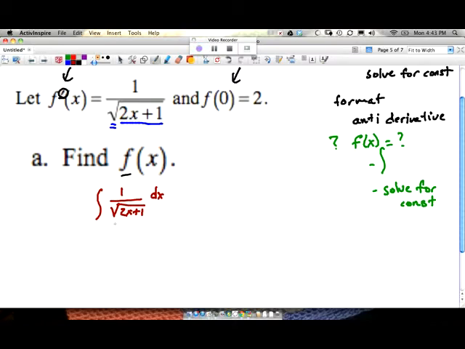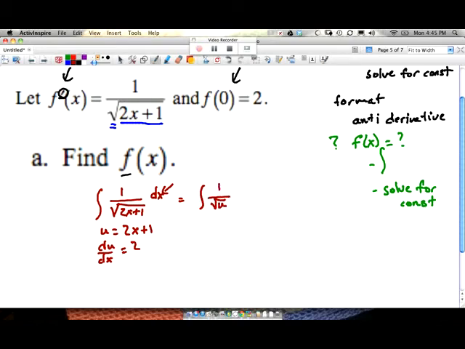Okay, a couple things about this. We notice that we had layers. When we see the layers, that means the inside is going to be our u for the substitution. So we have u equals 2x plus 1. If I take the derivatives of both sides, that gives me du dx equals 2. Now, when I'm looking at what I have here, I don't have a 2 anywhere, but I do have a dx.